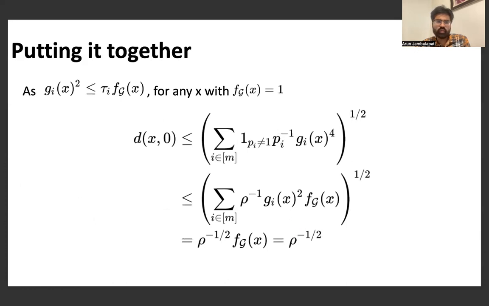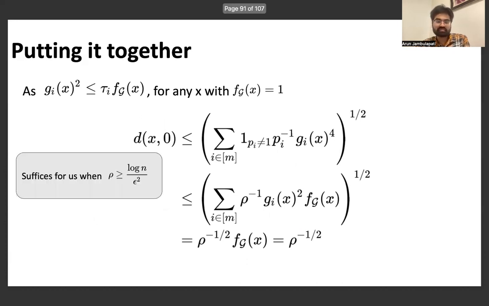For this first term, we note that by the guarantee of group leverage scores, g sub i of x squared is less than tau sub i times the original hypergraph energy. Therefore, the chaining distance from any point to 0 is bounded by 1 over square root rho for any vectors x which have unit hypergraph energy. So if rho is large enough, if rho is bigger than roughly log n over epsilon squared, this suffices for us to use Hoeffding's inequality. So this first term is non-problematic for us.